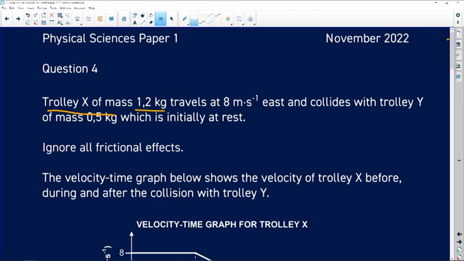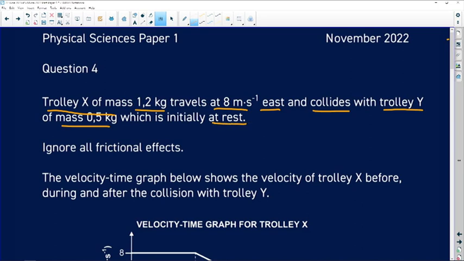which has a mass of 1,2, travels at 8 meters per second east. So we are given direction here. Remember that velocity is a vector quantity. It must have the magnitude and what? Direction. It then collides with trolley Y. Trolley Y has a mass of 0,5, which is initially at rest.